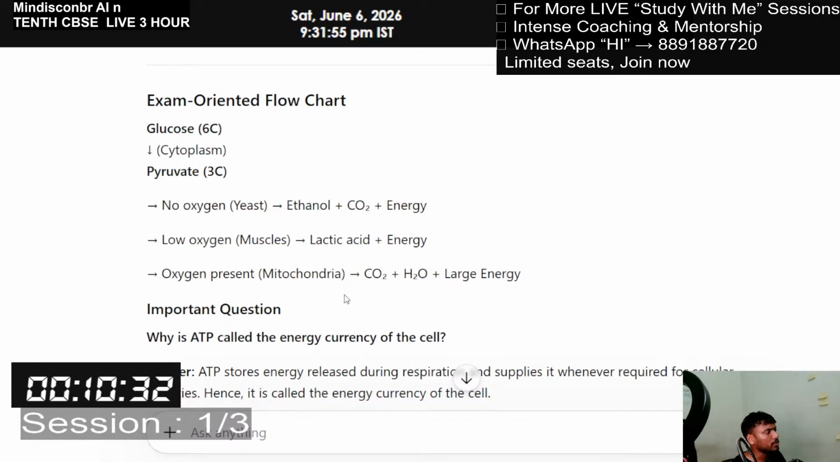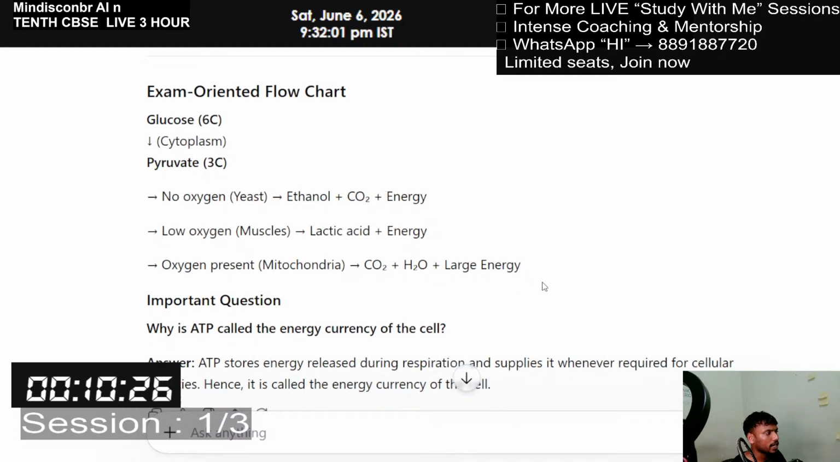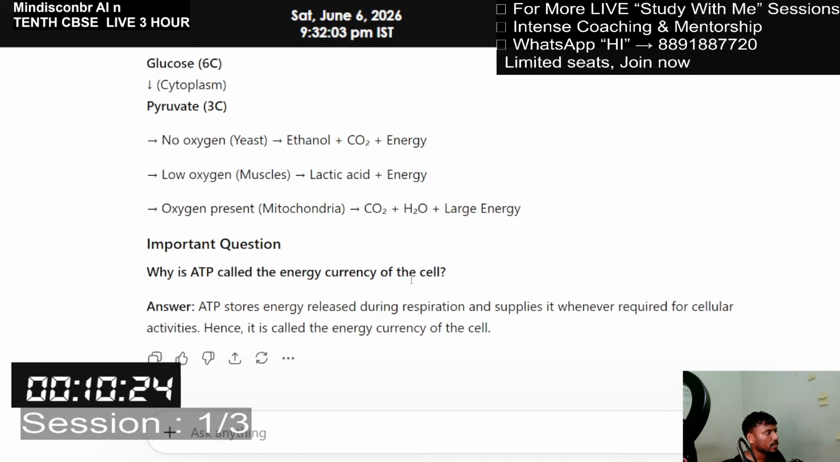Oxygen present in mitochondria converts it into carbon dioxide, water, and large energy. In the presence of oxygen, always remember that a large amount of energy is released. But in the other cases, for example, low oxygen in muscles or no oxygen in anaerobic respiration in the case of yeast, low energy is released.